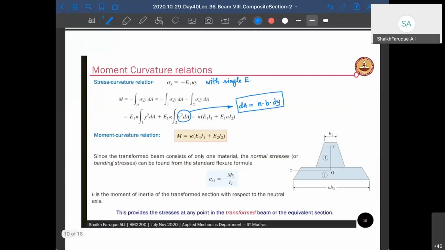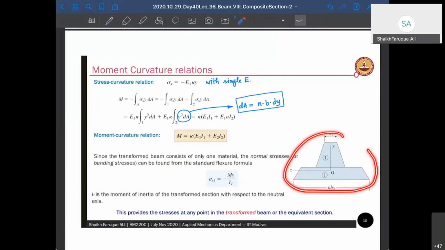Now, moment curvature relation. We have changed to an equivalent section. We got an equivalent section. Now, from this equivalent section, we don't remember anymore the original configuration, right? Original cross section. We only remember the equivalent cross section. How do you find your stresses from this equivalent cross section? That should be the objective, and it should lead me to a very simple solution, right? Otherwise, why should I go for equivalent cross section, right? So this is my equivalent cross section.